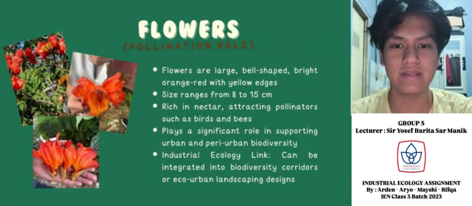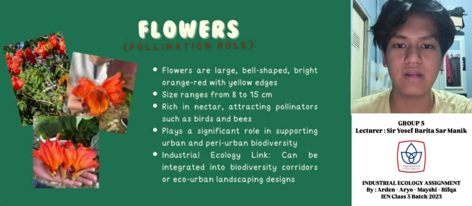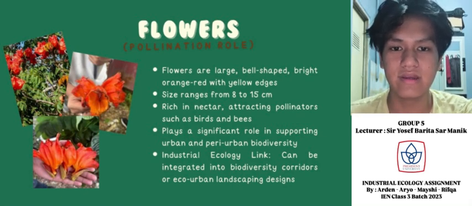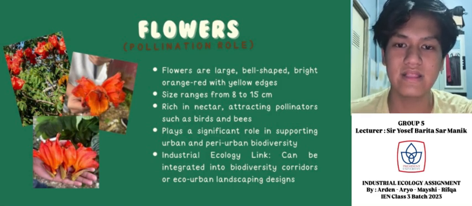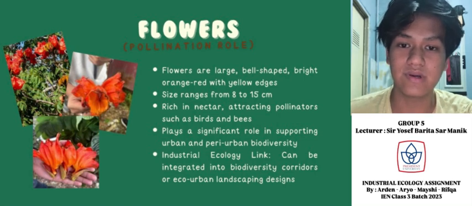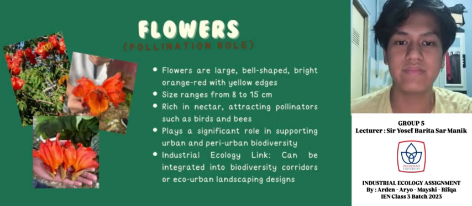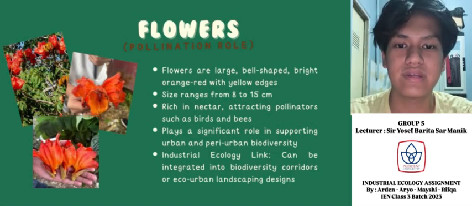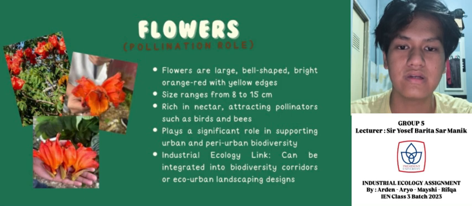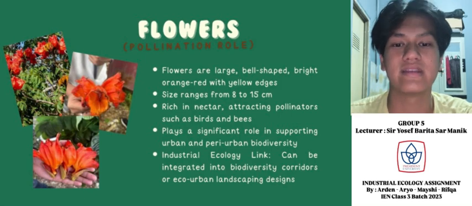Hello guys, I will explain the next slide. So the next is the flower, and its pollination role. Flowers are large, bell-shaped, bright orange-red with a yellow edge, ranging from 8 to 15 cm. Rich in nectar, they attract pollinators such as birds and bees and play a significant role in supporting urban and peri-urban biodiversity. The industrial ecology link is that it can be integrated into biodiversity corridors or eco-urban landscaping design.